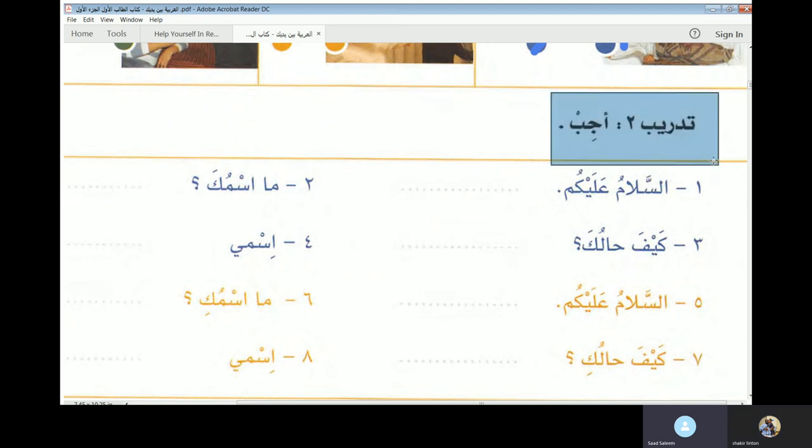Tadribu thani. Second exercise. Oh, they ain't got no vowels, so I gotta learn it. All right. Say it again. Tadribu thani. Second exercise.